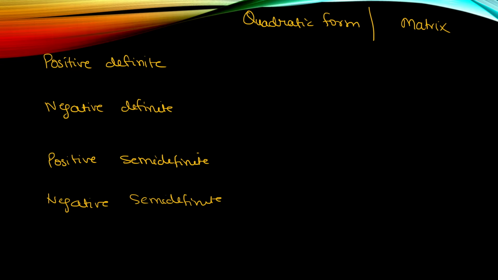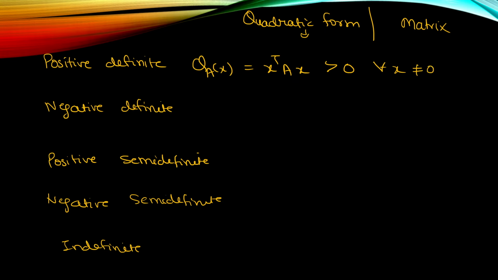So what does it mean? What do we mean by all these conditions? Let me tell you firstly through the quadratic form. If your quadratic form, that is x transpose Ax, is greater than 0 for all values of x not equal to 0, then it is positive definite.